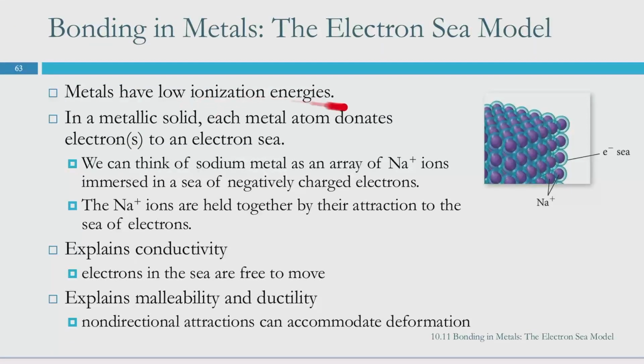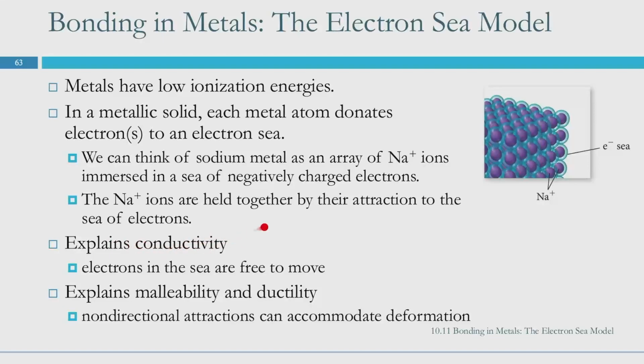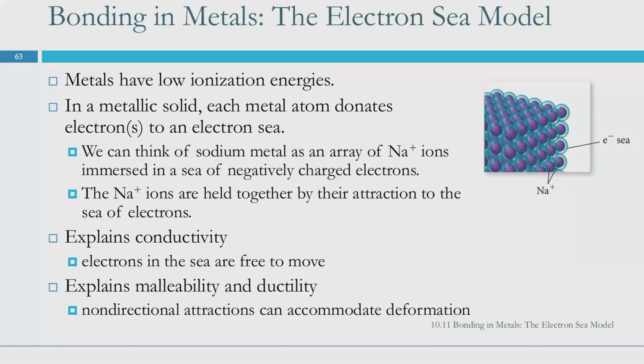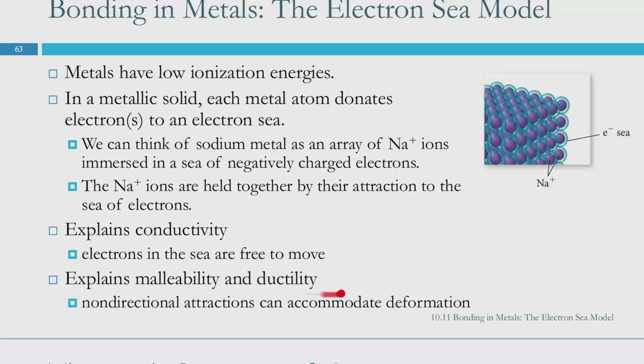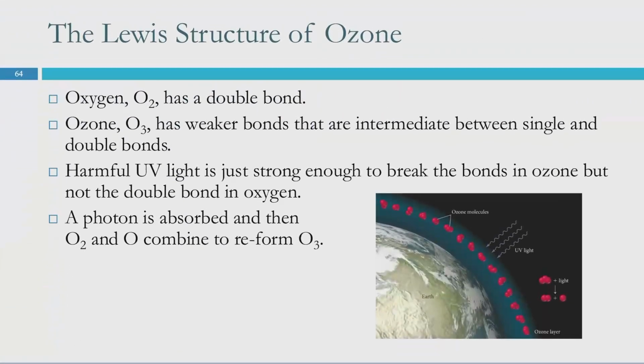In metals, metals have low ionization energies. And so in a metallic solid, all of the nuclei just sort of float next to each other and their electrons are floating around them. We call it an electron sea. And this explains conductivity. So the reason that metals can conduct electricity is because their electrons can move freely, so they can wash through this metal sea. It also explains their malleability and ductility. Since they're sort of just loosely held by the general charge around them, that means they can also rotate around each other. They're not held by these really strong directional bonds like in molecules. So you can move them around.